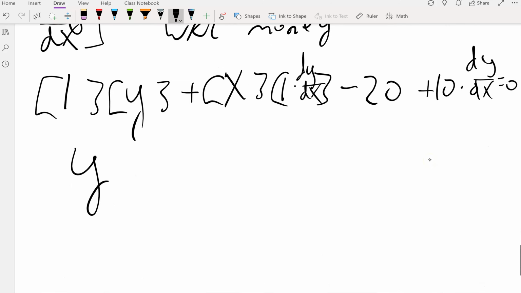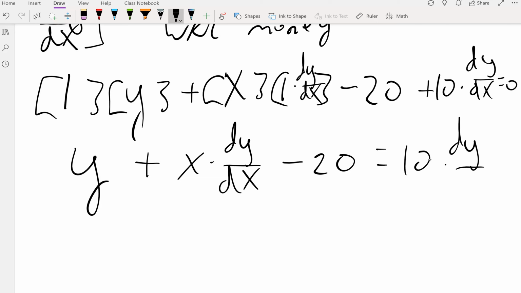Clean it up. Sure, 1 times y is 1y. x times dy/dx is x dy/dx, minus 20, equals 10 times dy/dx. There's no equals, I do apologize. That would be a plus. That's me getting lost in my work. So that should be a plus, and then there is an equals 0.